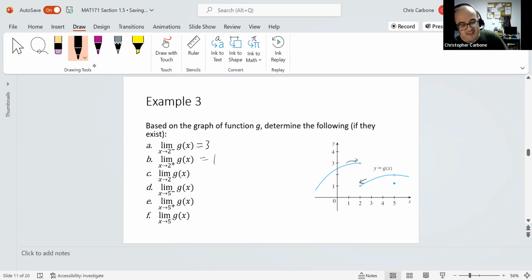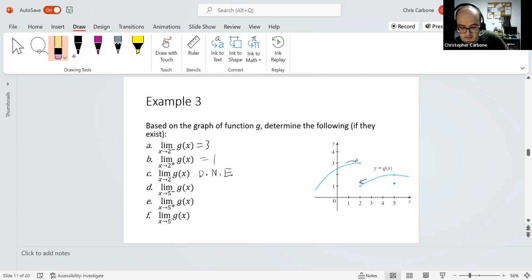Value of 1. 3 and 1 are not the same, so the overall limit as x approaches 2 of g of x does not exist. I'm just going to abbreviate it. The limit as x approaches 5 from the left.